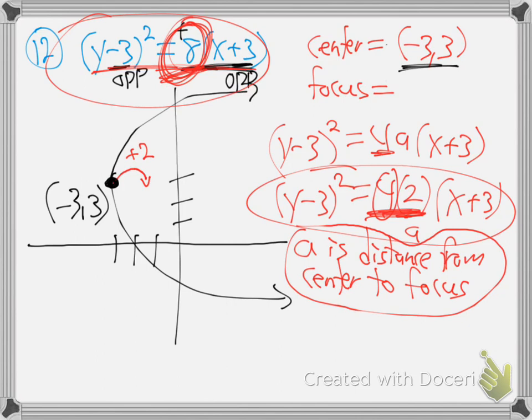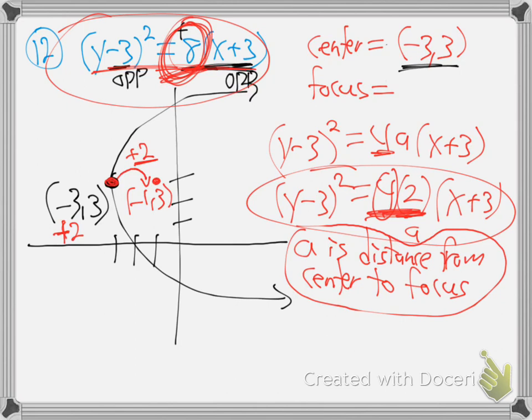So if I'm going right 2, I'm going to add 2 to that x coordinate. I'm going from the center, so I'm adding to the center's coordinates, specifically its x coordinate. So, -1, 3. Oh, so that'll be negative 1, 3. And then you add to the y coordinate.